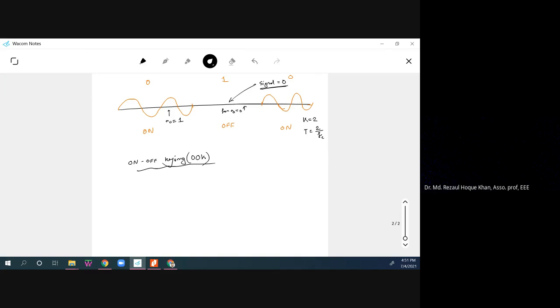Now the question is how to choose this A. How can we choose this A? So we know the average bit energy is EB. We actually assumed it, or we fix it, right?